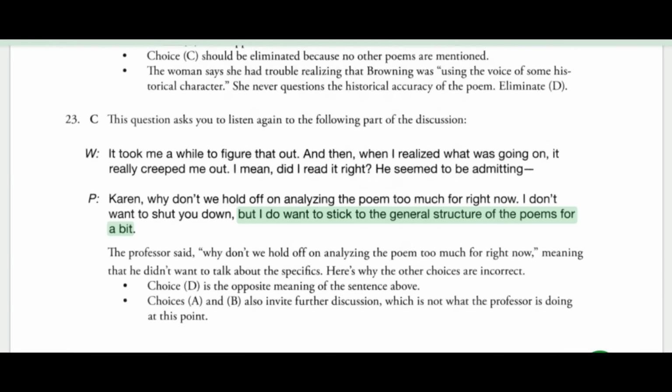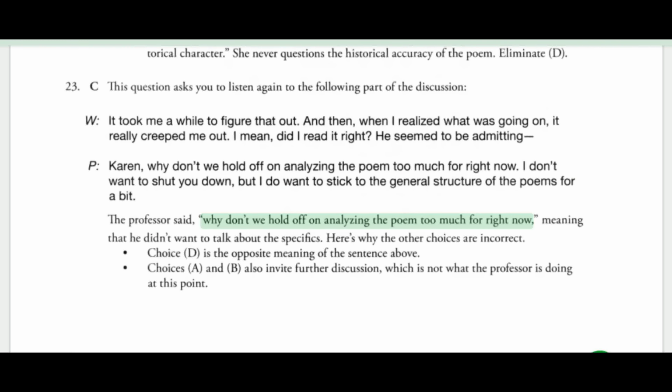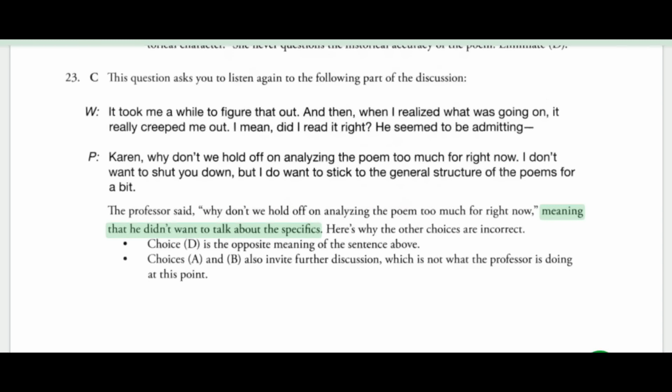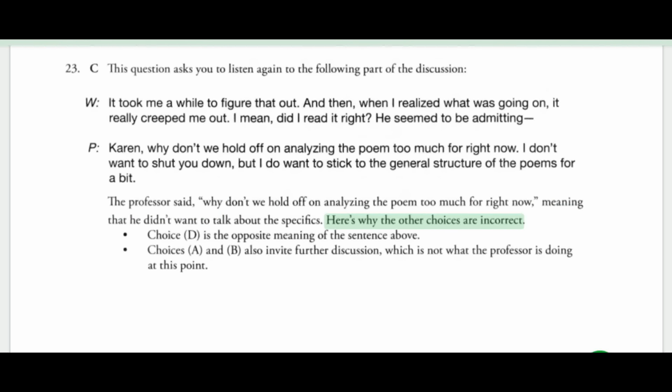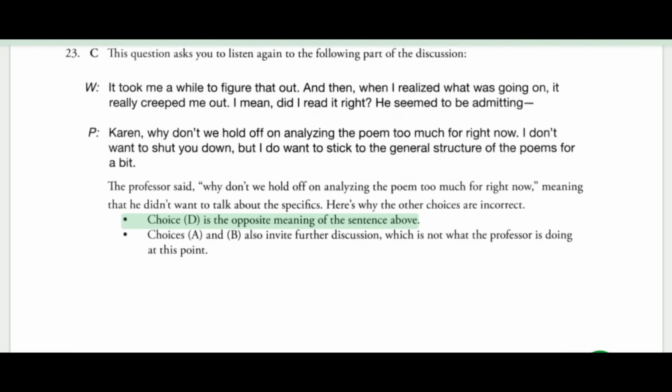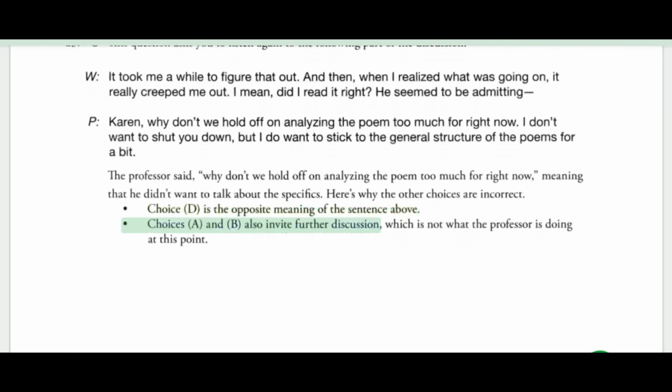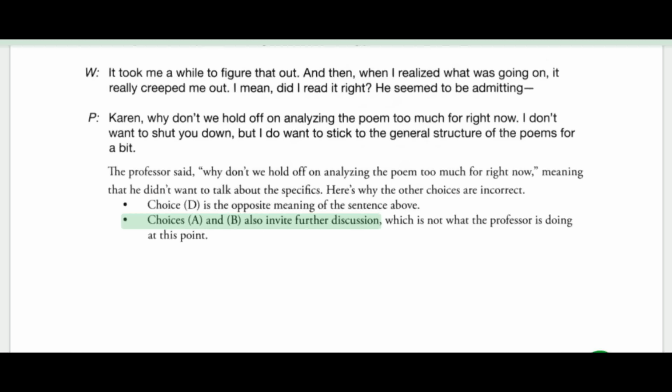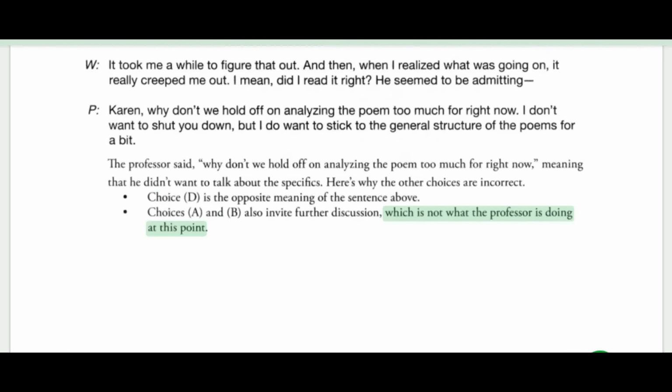The professor said, why don't we hold off on analyzing the poem too much for right now, meaning that he didn't want to talk about the specifics. Here's why the other choices are incorrect. Choice D is the opposite meaning of the sentence above. Choices A and B also invite further discussion, which is not what the professor is doing at this point.